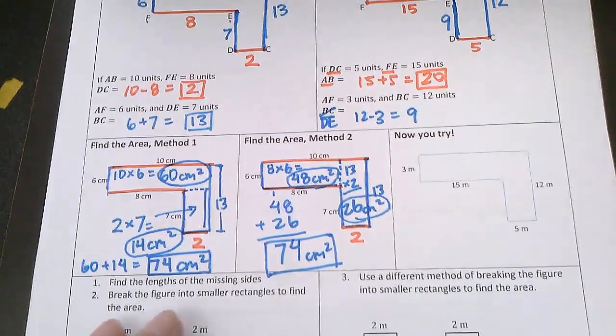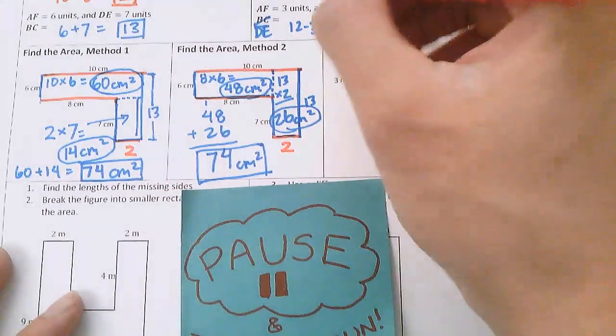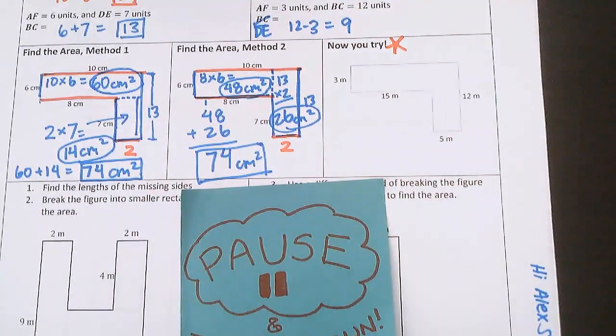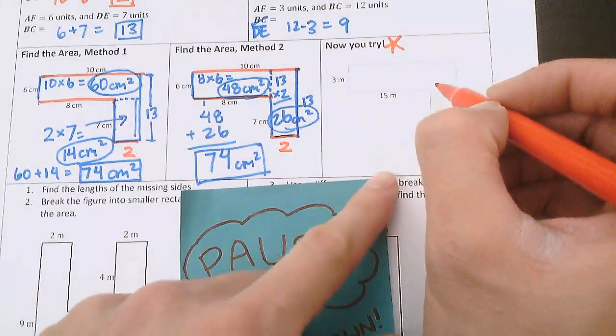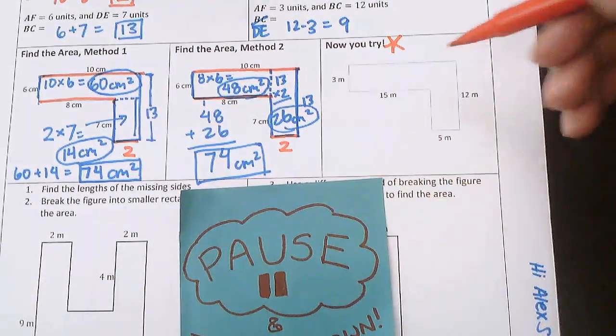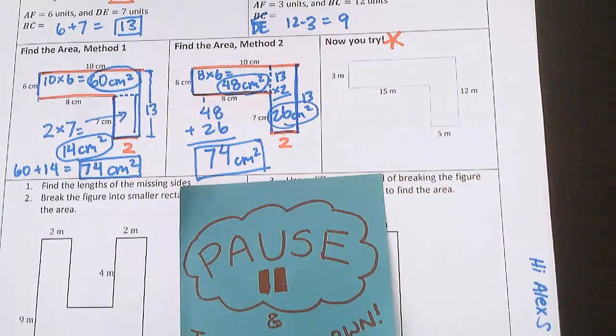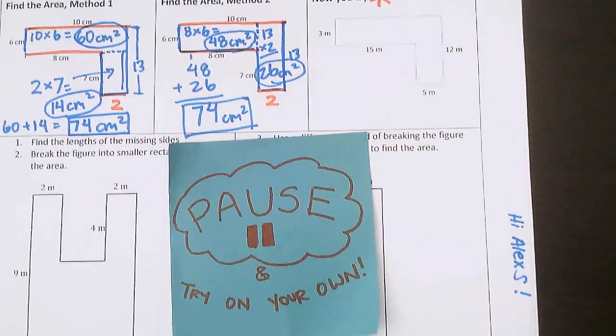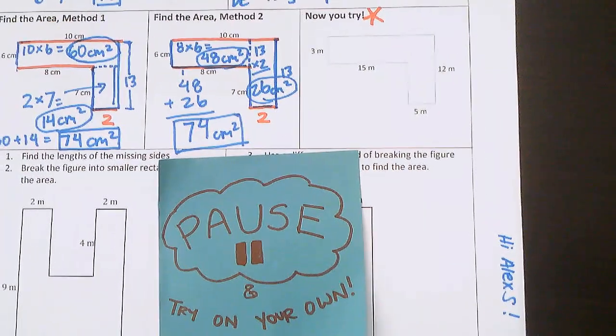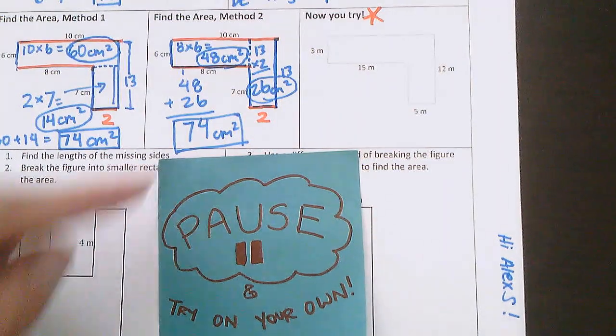Now I'm going to have you pause. This shape, last one on the right, I want you to try and solve this one on your own. You can do it by splitting the rectangles like this, or you can split the rectangles like this. Either way will get you the same answer. Let's pause and try this one. Now you are resuming the video to check your work for this one.